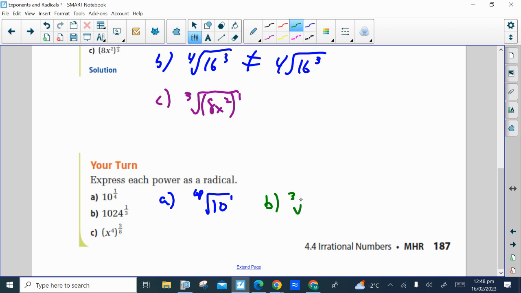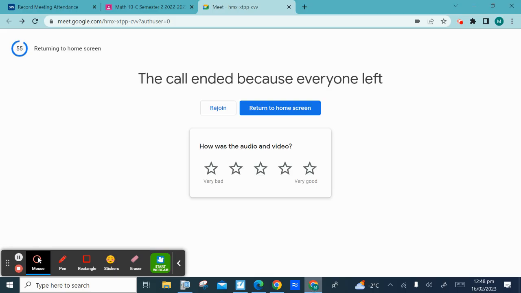Okay, you can say the 3rd root, the cube root of. Okay, good. So there's that one. Roddy, what about the 3rd one?